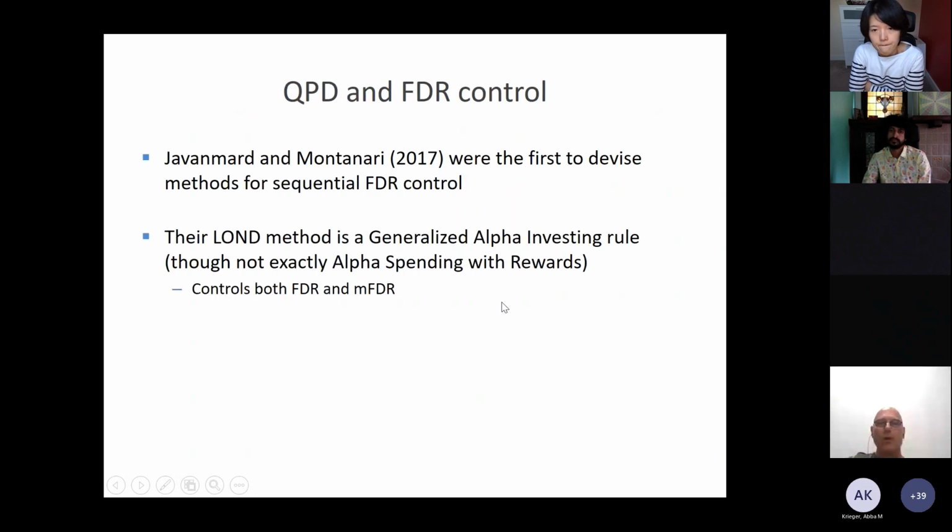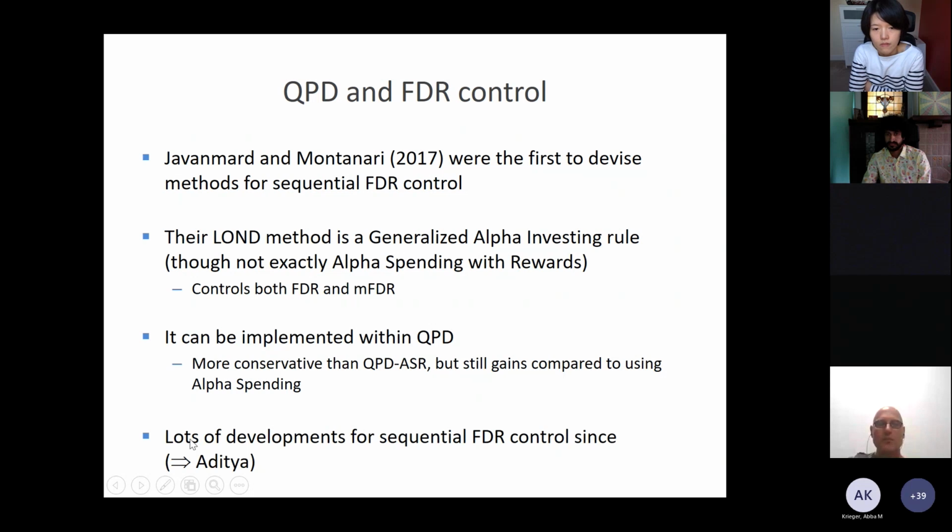Okay, I see actually this is not the most up-to-date version of my slides, and I was intending to shorten this discussion because Aaditya is going to be talking about FDR control. So what I mentioned is approaches for MFDR control. There's been a lot of work since then about how to control FDR sequentially, and much of the work is Aaditya's, and he is going to be talking about it in more detail. I'll just mention that some of these can actually be implemented within our scheme to control FDR within the QPD framework, not only MFDR.